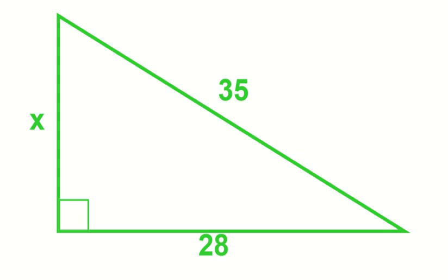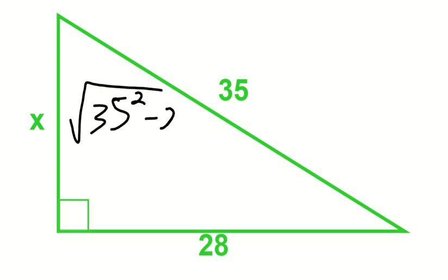When you're trying to find a leg, that's when you're subtracting, but you're still doing your square roots. We'd have 35 squared minus 28 squared, and that's going to give you 21. If you put that in the other order, if you did the square root of 28 squared minus 35 squared, these calculators give you an error message.